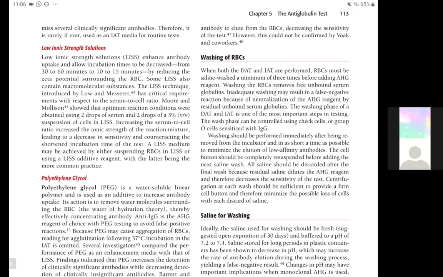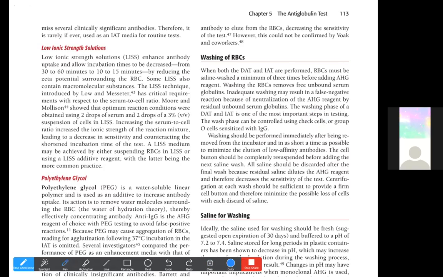All these reagents cause some effect in the solution. Albumin decreases the zeta potential. LISS decreases the surface charge. LISS also contains macromolecular substances, which would reduce the zeta potential surrounding the RBCs. Since this is also glycine in albumin solution, it would also decrease the zeta potential, and another thing that LISS does is that it decreases the charge also.